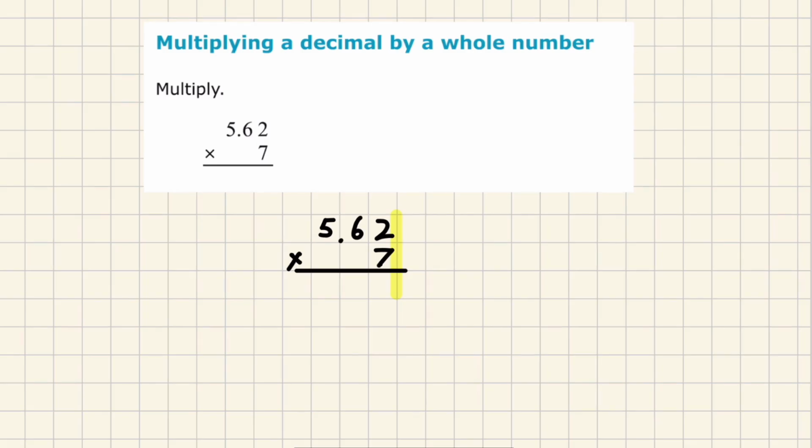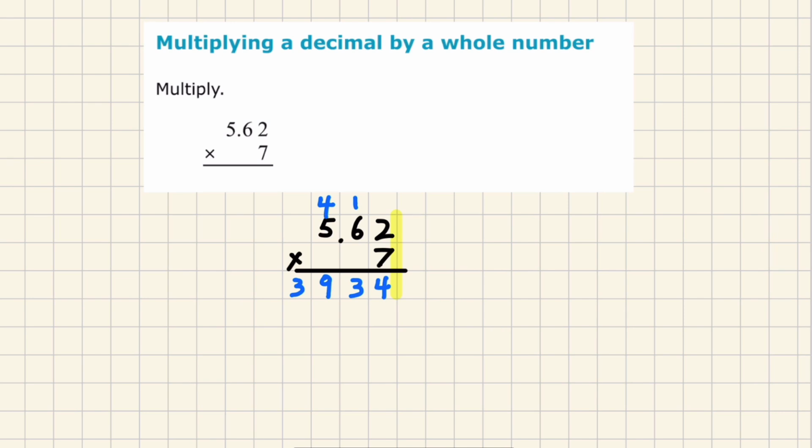7 times 2 is 14, so 4, and carry the 1. 7 times 6 is 42, plus the 1, 43. The last digit goes down, and carry the 4. 7 times 5 is 35, plus 4, 39. With no more carrying, I can bring the 3 down.